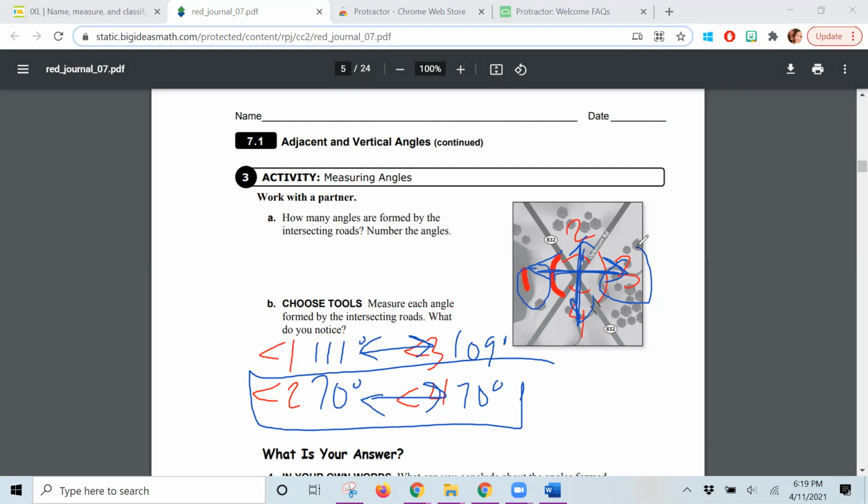But again, like I was talking about before, when we measure things, we're not going to be exactly perfect with our measuring. So even though these are not the same number, they're close enough because they should be the same number. And so that's just measuring our angles.